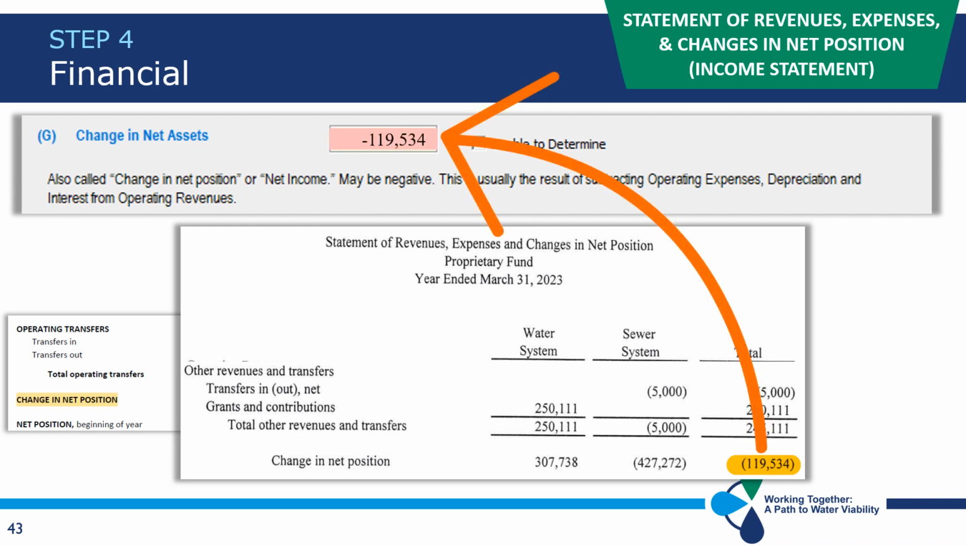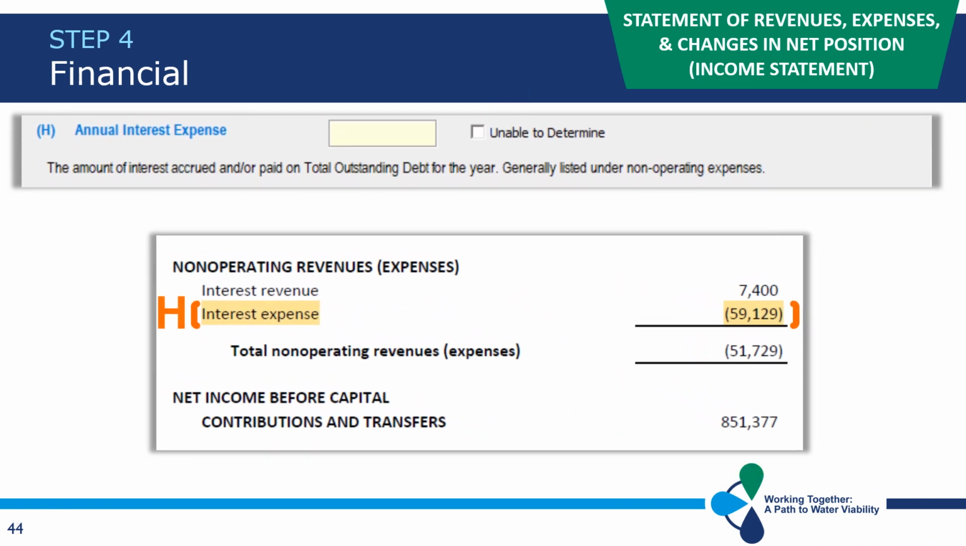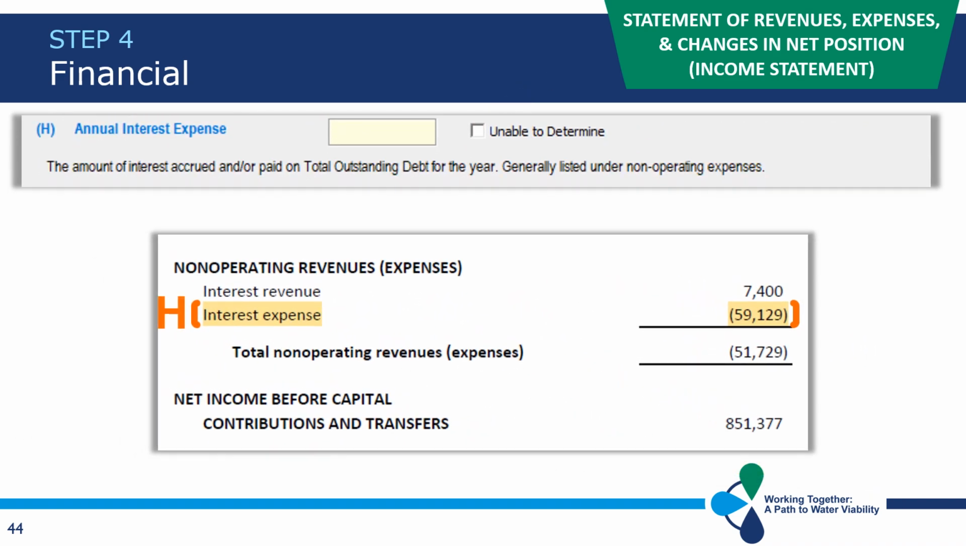The final number you need from this statement is the annual interest expense, which is the amount of interest paid or accrued on the total outstanding debt for the year. Because it is an expense, the statement will usually show it as a negative number. However, the formulas in the tool already consider this as an expense, so please enter it as a positive number. Note that you may also have interest revenue from investments, but you should only use the expense.